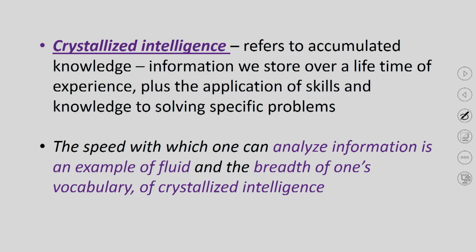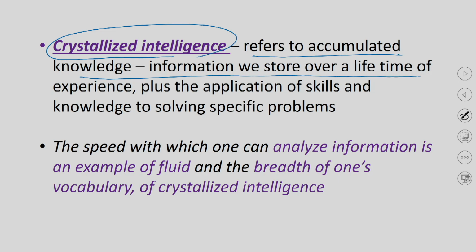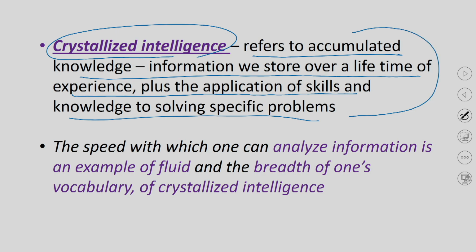the brain ability. Now, in opposition to that, there is something called crystallized intelligence, which refers to the accumulated knowledge and information we store over a lifetime of experience, plus the application of skills and knowledge. So, this is that intelligence, those abilities, that we actually learn through our experience. Now, there are examples of it.